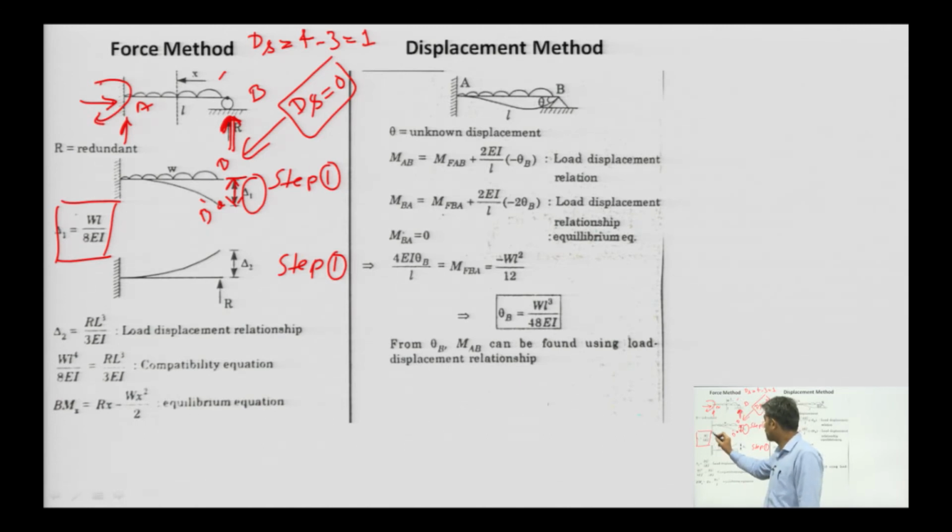Delta 1 is W L to the power 4 divided by 8 E I, where E is the modulus of elasticity of this beam, L is the length, and I is the moment of inertia, whether it is rectangular or circular or anything else. If it is rectangular, then b d cube by 12. If it is circular, then pi d to the power 4 by how much? 32. Check it out.